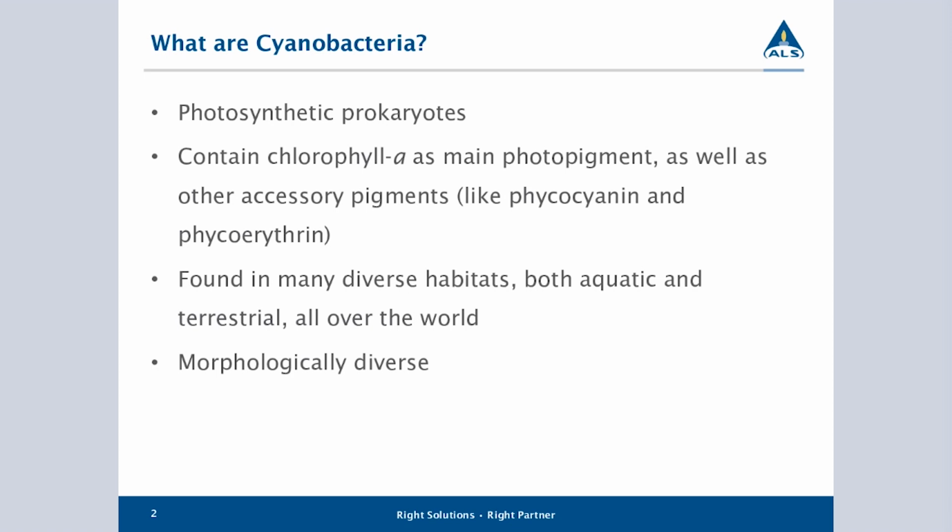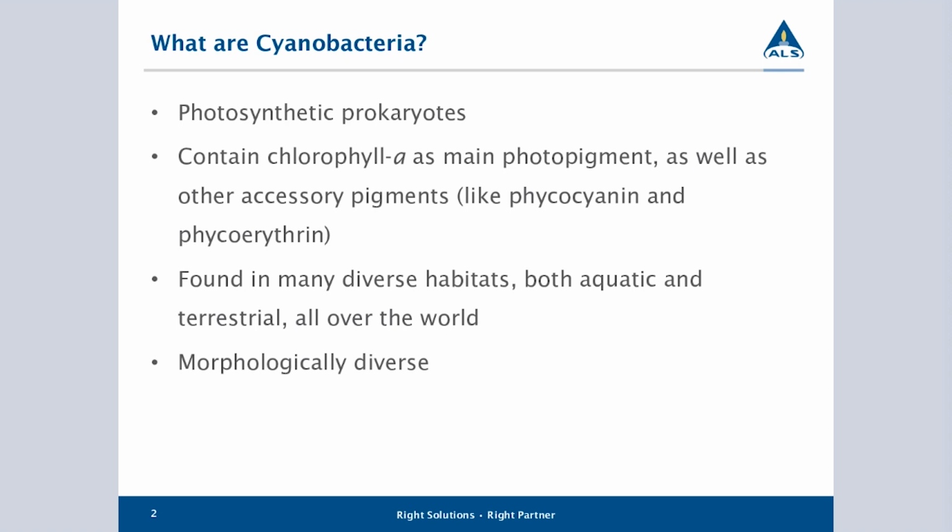So what are cyanobacteria? They are photosynthetic prokaryotes. Prokaryotes meaning they lack nuclei and membrane-bound organelles, similar to bacteria. Unlike other photosynthetic bacteria, though, they possess chlorophyll A as their main photopigment. They also have accessory pigments like phycocyanin and phycoerythrin that mask the green chlorophyll A and can give the cyanobacteria a wide array of colors, such as gray, blue-green, violet, red, and dark brown.